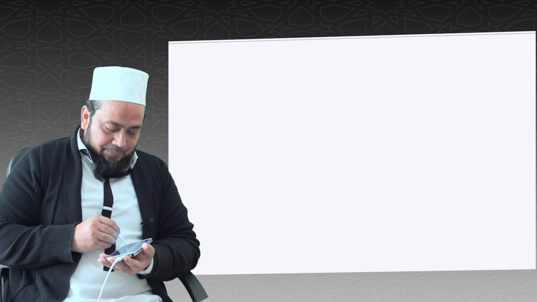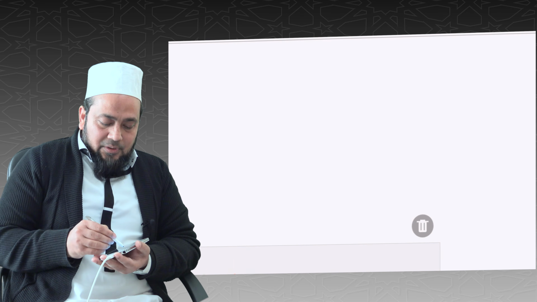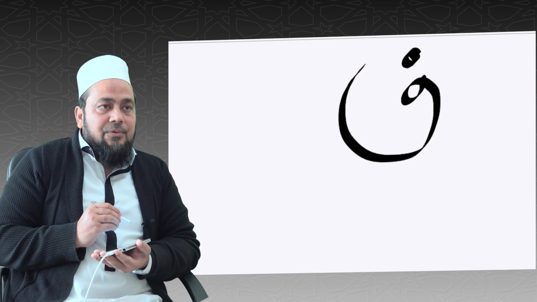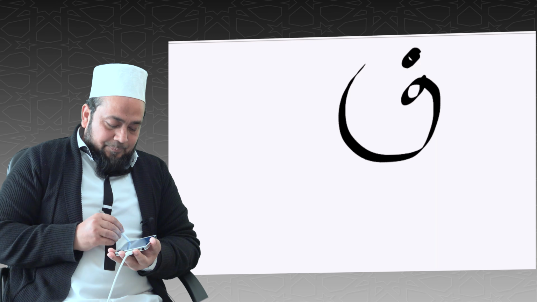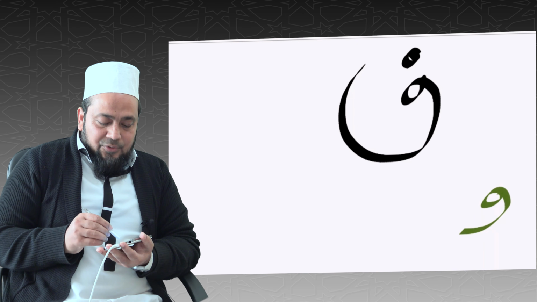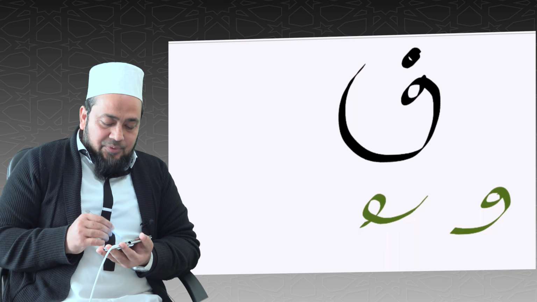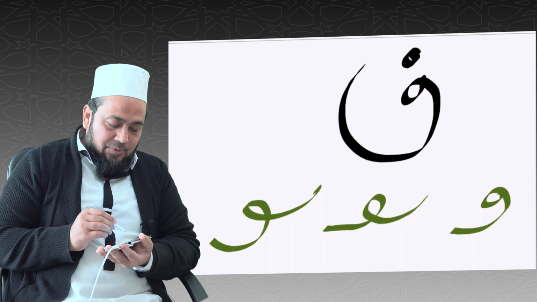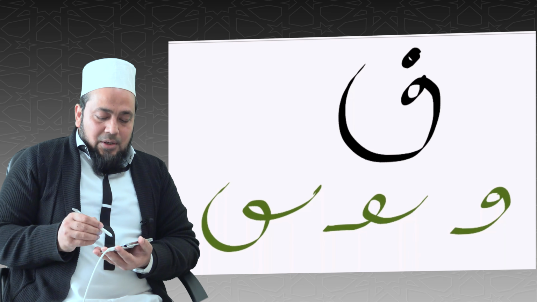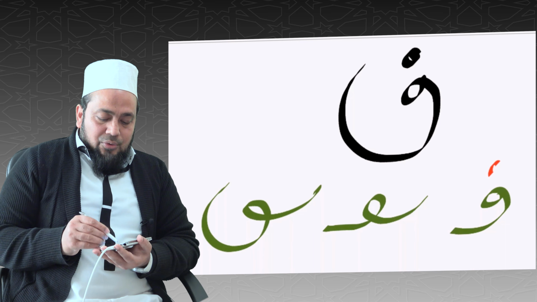Let's move on to the next letter, Fa. This is the standalone shape of the letter Fa. The beginning of the word shape is this one, the middle of the word shape is this one, and the end of the word shape is this one. The letter Fa has one dot on the top.